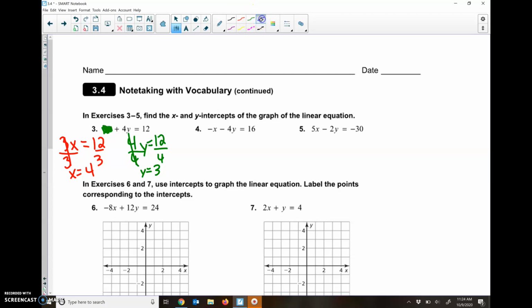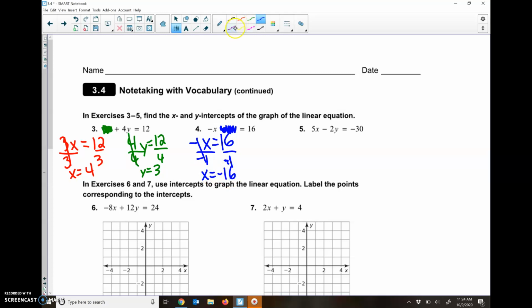So look at this one, it has some negatives in there. Same thing, let's find my x-intercept first. So I'm going to get rid of this y here. So I end up with negative x equals 16. We don't want negative x, we want positive x, so I'm going to divide by negative 1. So I end up with x equals negative 16.